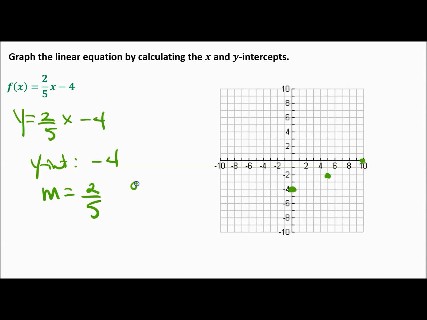There's nothing wrong with going down 2 and left 5. That comes from thinking about this in terms of -2 over -5. And that gives me this point. Notice they all line up nicely in a straight line, and that is my increasing function because I had a positive slope.